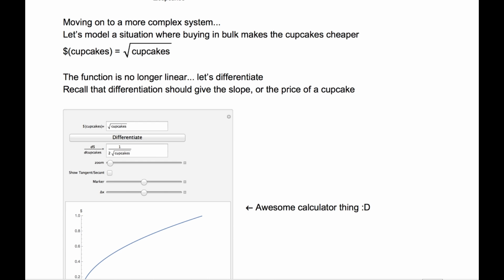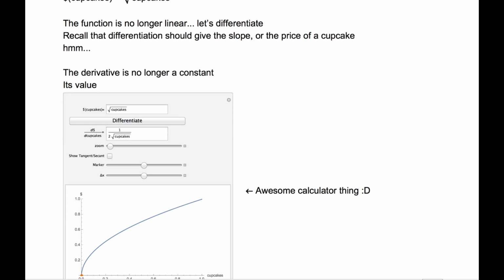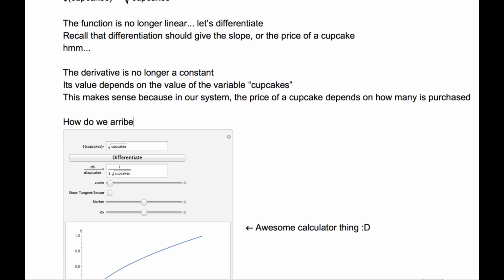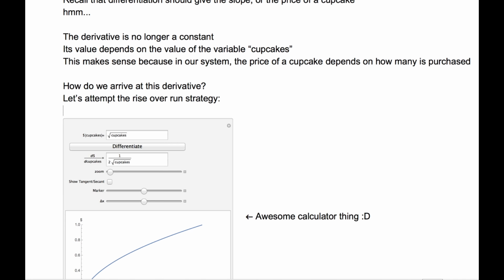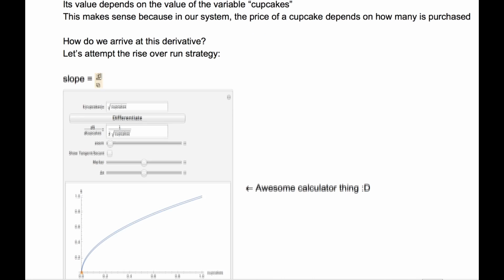When we press differentiate, we get this odd kind of mess, and it's no longer a constant. In fact, this is exactly what we want, because this tells us that the cost of each cupcake actually depends on how many cupcakes you're buying. So how exactly do we arrive at this magic derivative thing that tells us everything about the function? Well, let's attempt the rise over run strategy. It might be suited for lines, but we can try to apply it to curves as well.